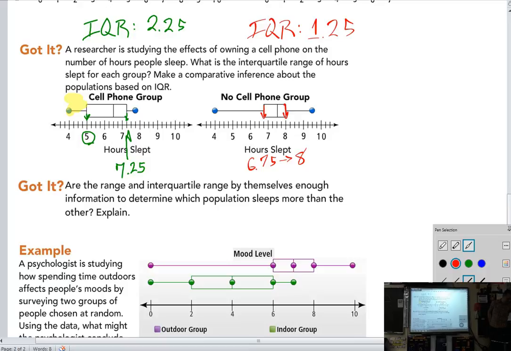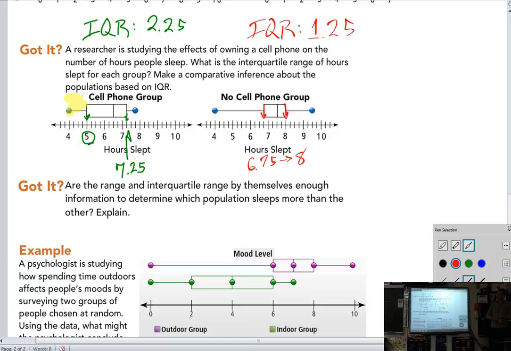How do we compare them then, Ozzy? The no cell phone group is more consistent. The no cell phone group's data is more consistent or closer in the middle of the data, right? So the middle 50%, that core that we look at, ignoring the top 25 and the bottom 25%.